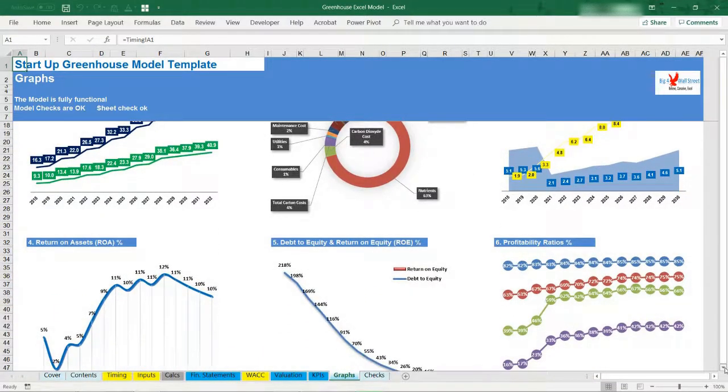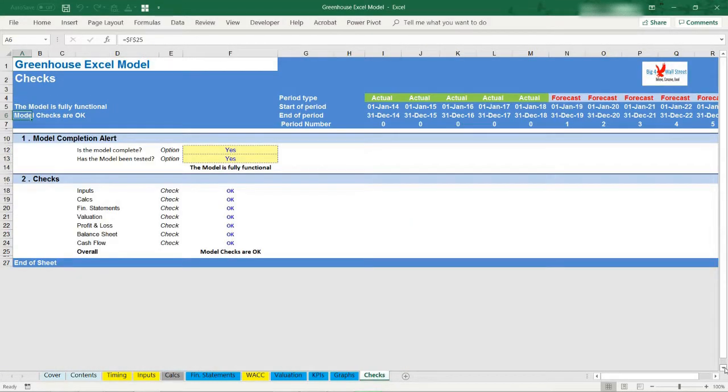Finally, on the Checks tab, the most critical checks are aggregated in this page. The aggregated check is also depicted in every tab in cell A6.